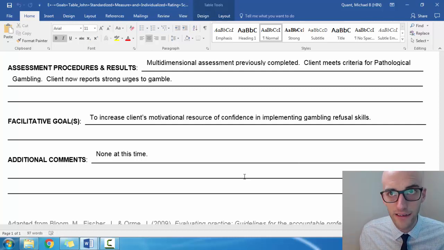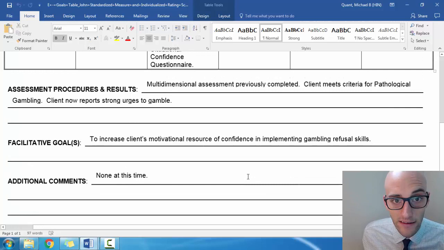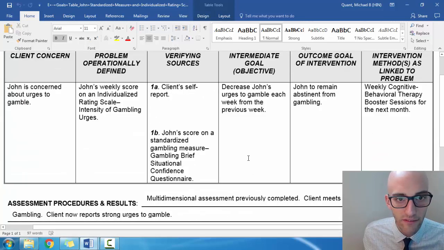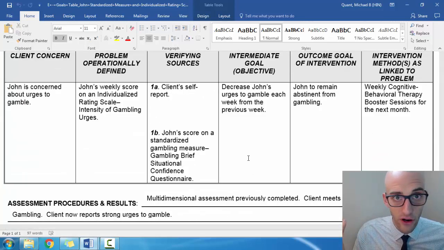And additional comments could be something like they would be expected to get their tax return. They might be coming into new money, and they're more likely to have urges to gamble. So this is just an example of setting up a single system design that's used from the 793 course. And hopefully this gives you an overview of what a single system design setup might look like.